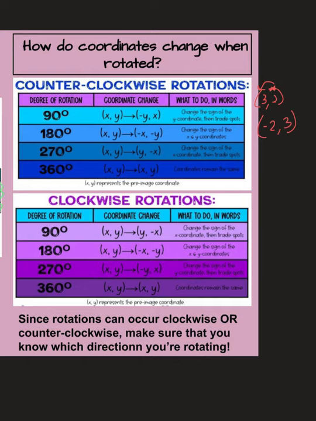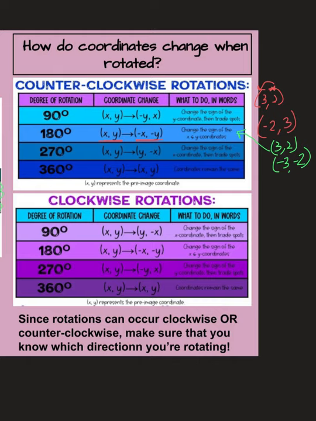When I go to the next one, a counterclockwise of 180, the xy is just going to become opposite of x and opposite of y. So it tells you right here, change the sign of the x and y coordinate. So for that one, if I had the original coordinate of 3, 2, it just says opposite of x, opposite of y. There's my new rotated figure.